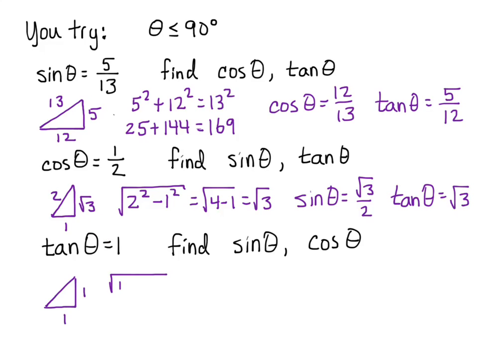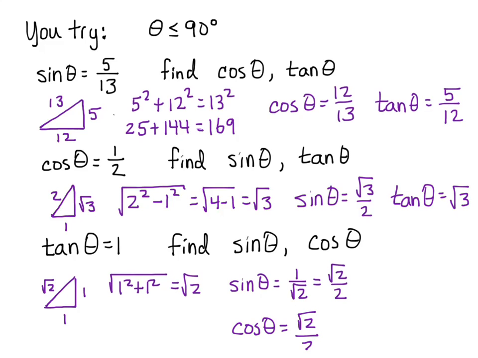Same thing with this one. If the tangent is 1, that means the opposite and the adjacent are equal, so the easiest equal values that you can make are 1. So the hypotenuse is the square root of 2. And so we get the sine of theta is 1 over the square root of 2. And if we rationalize that, it's the square root of 2 over 2. And we get the cosine of the square root of 2 over 2.